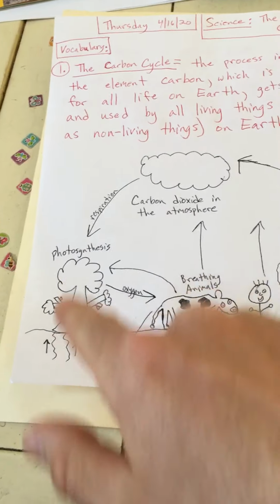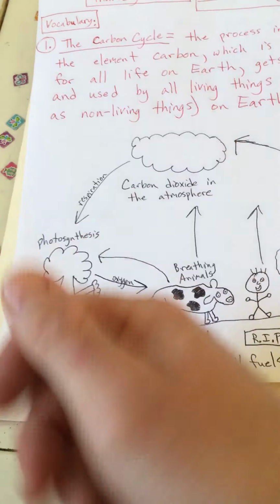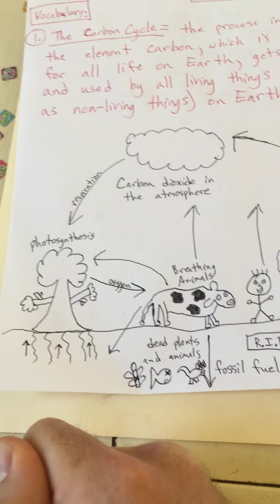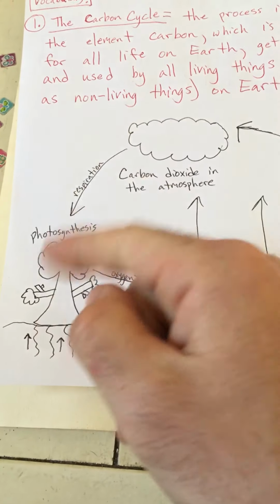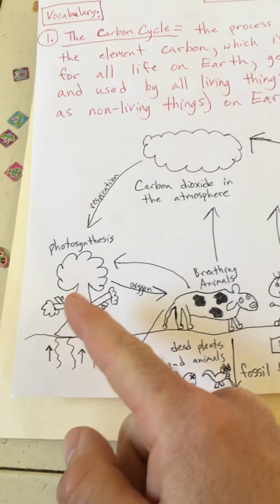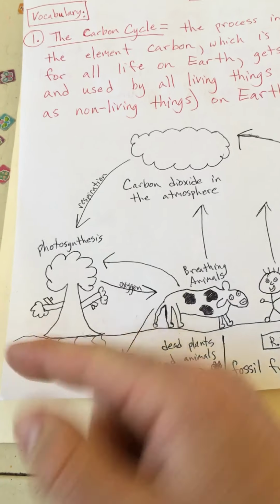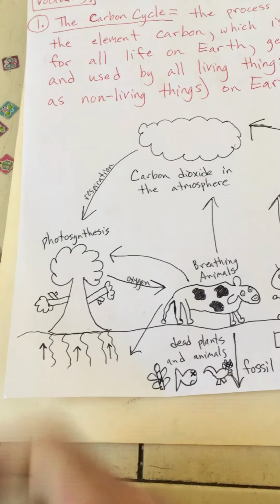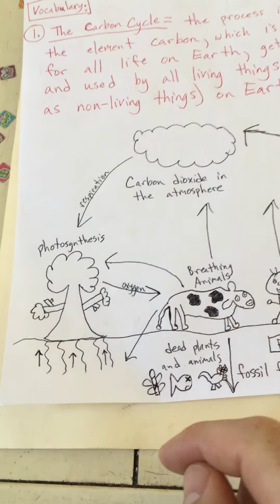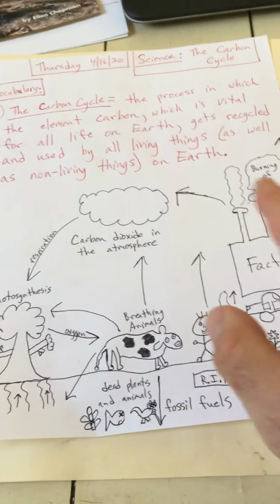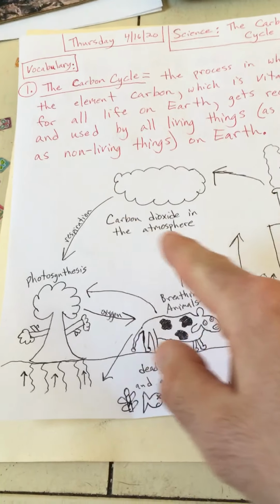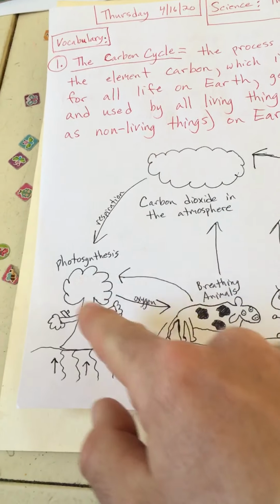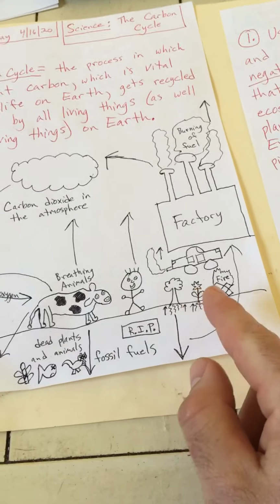You could end up in a tree because the trees use carbon dioxide so that they can make their own food in photosynthesis, right? They actually breathe in carbon dioxide and they breathe out oxygen, which goes to humans. So you could be in a tree. If you were that carbon that ended up in the air as carbon dioxide, you could end up in a tree or a plant or a flower.